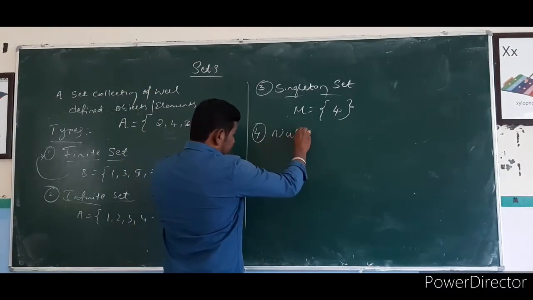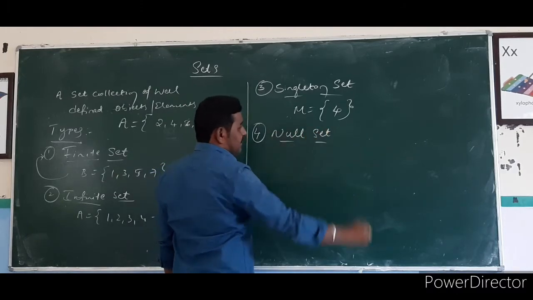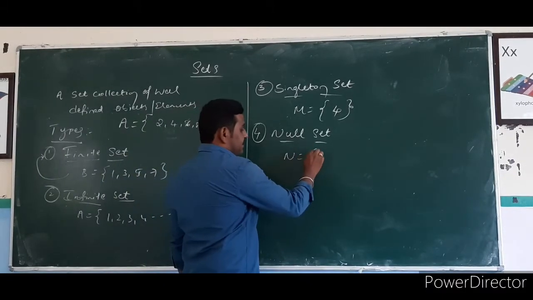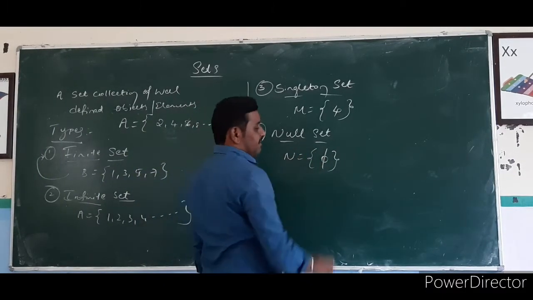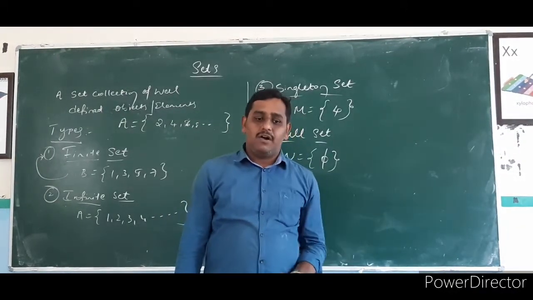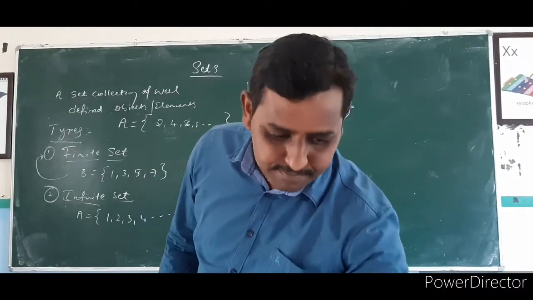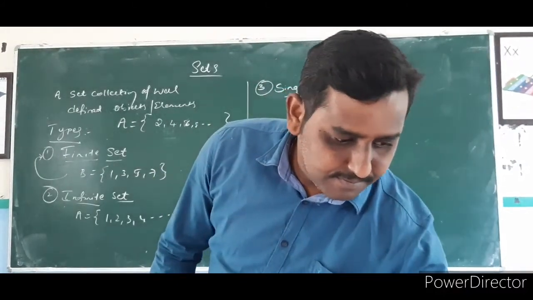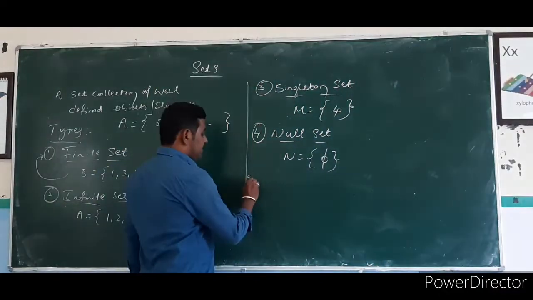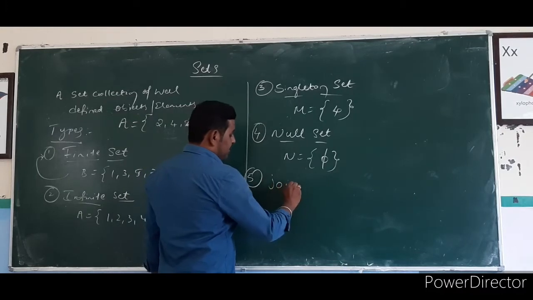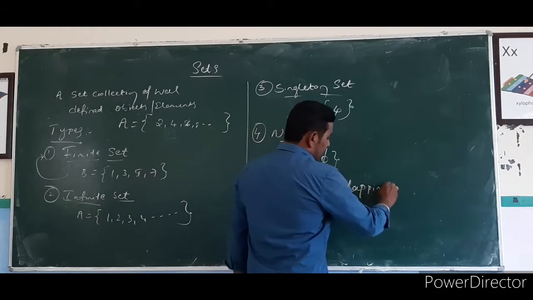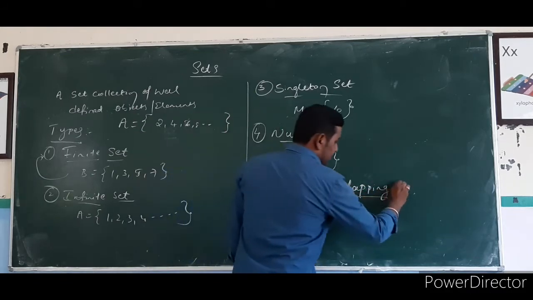Next one is null set. Null set means there is no element in the set. We can represent the set by phi. So no elements are there in the set. That type of set we call null set or empty set. Next is joint or overlapping sets.